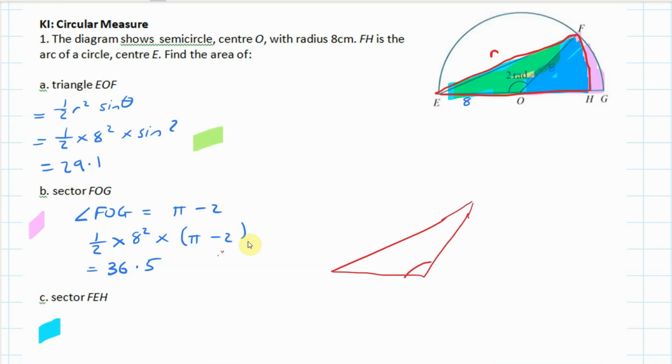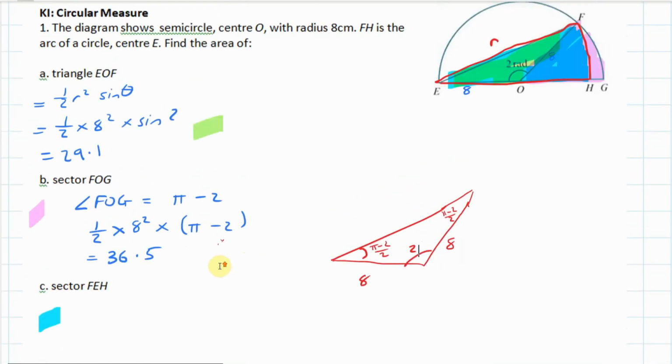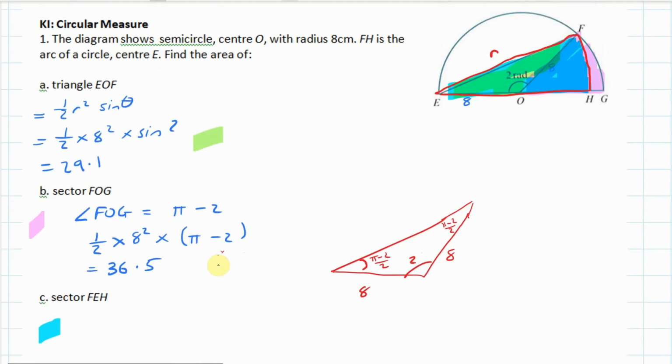I have not drawn that very well, but that's 2 radians. We know that that's 8, and we know that that's 8. So we can use, and this is isosceles, so we could say that that is pi minus 2 over 2. And the reason it's pi minus 2 over 2 is because angles in the triangle add up to pi. So to find the other 2 angles, you subtract the 2 that you've already got, and then you've got to divide it by 2, because both of those angles are equal.